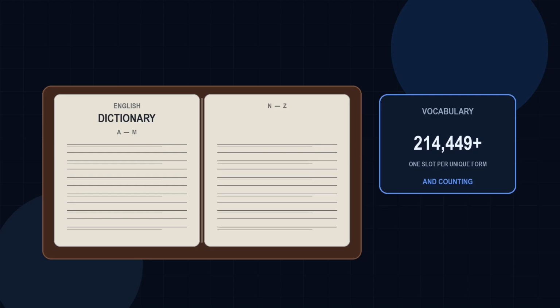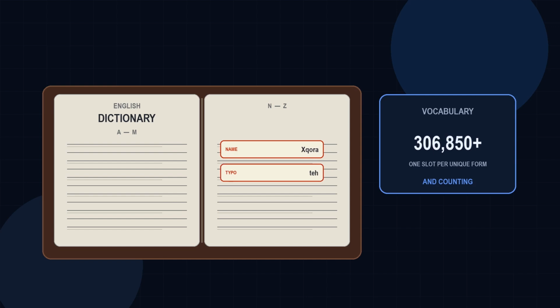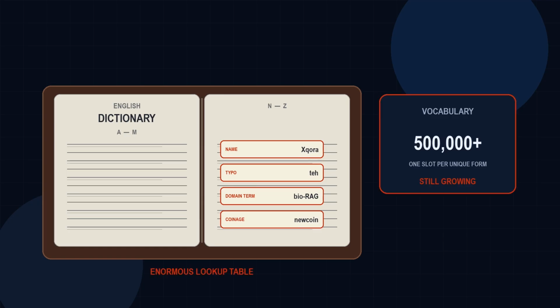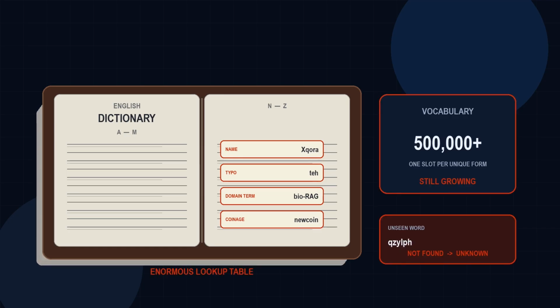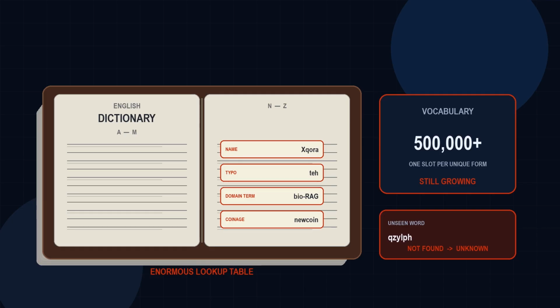English alone has hundreds of thousands of words, like different names, typos, domain-specific terms, and new coinages, and the list never ends. The model would need an enormous lookup table, and it would still fail on any word that it hasn't seen during training. The second approach is to go all the way down to individual characters. That solves the unknown word problem.